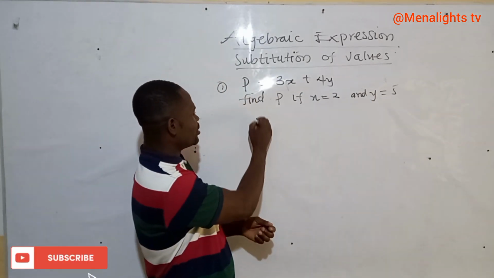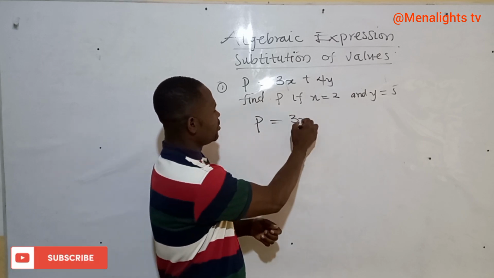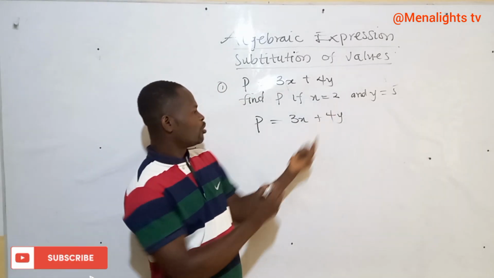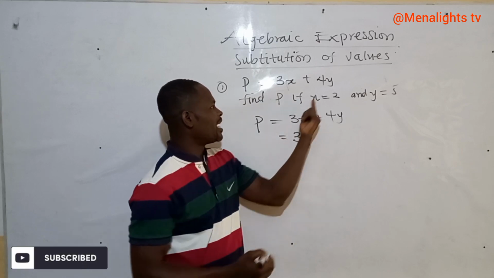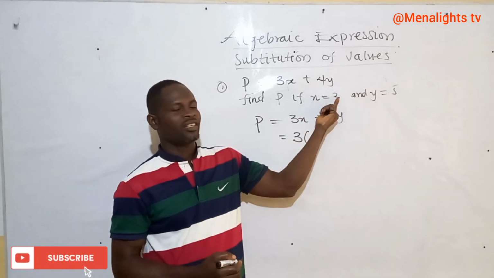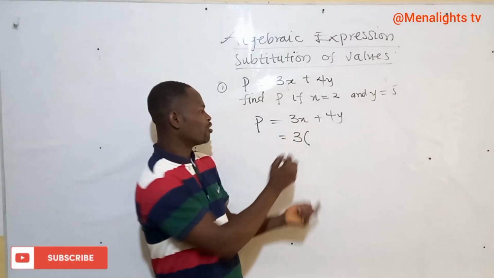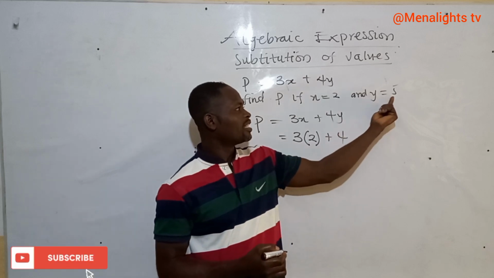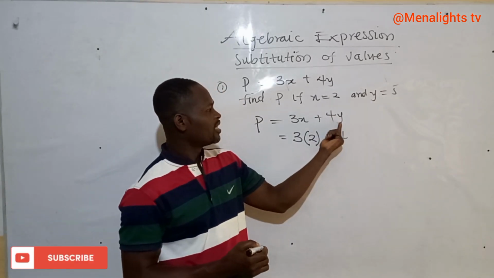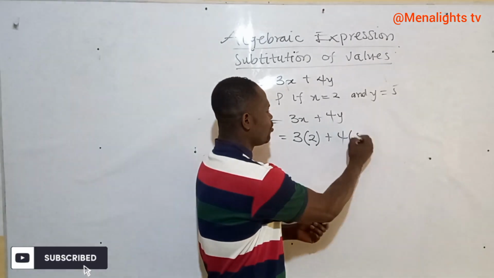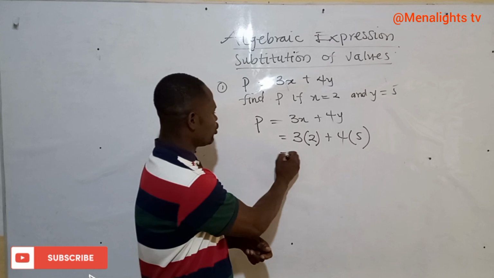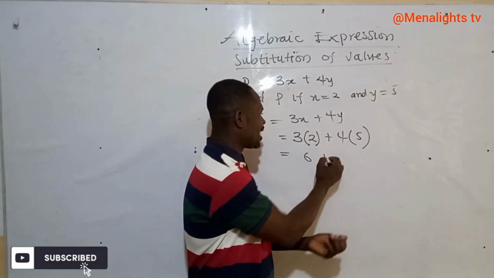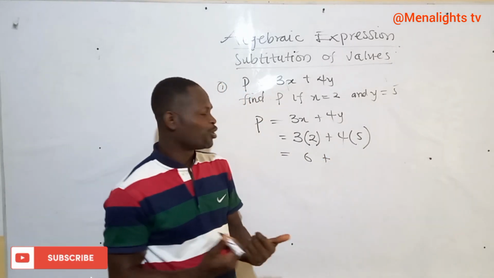So we write the equation p is equal to 3x plus 4y. Then we know that the x is 2. So in place of x, we are putting what? 2 there. And this 3 is constant, so you maintain it. So 2 comes here plus 4y. And then the y given is what? Is 5. So in place of y, we are putting 5 there. So we continue. 3 times 2 will give us 6 plus 4 times 5 will give us 20.